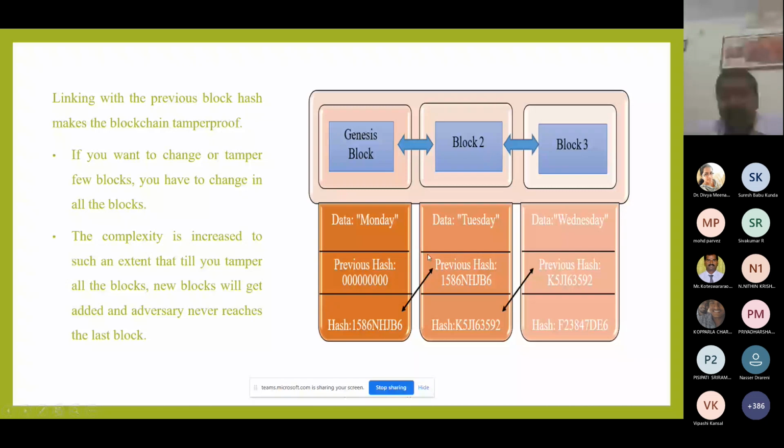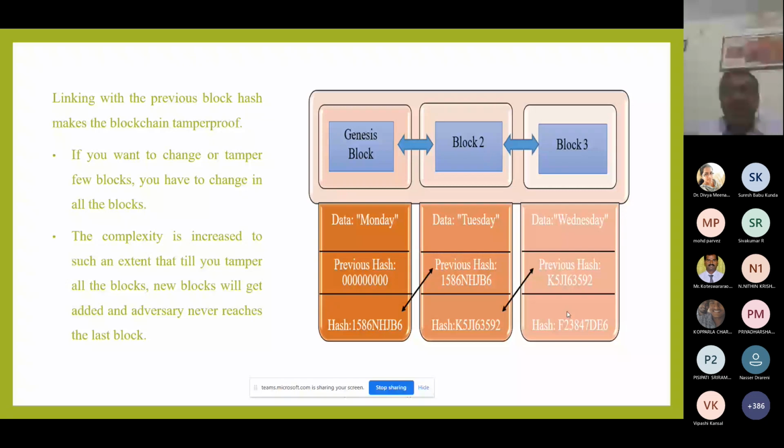And if the previous hash of block 2 is changed, it means the hash value calculated in block 2 is also changed. Similarly, this value is used in block 3. So if you change the previous hash of block 3, again this value will be changed. So all the blocks are dependent on each other. Therefore, if the adversary, the attacker, the malicious user wants to compromise a blockchain, they have to change all the blocks.